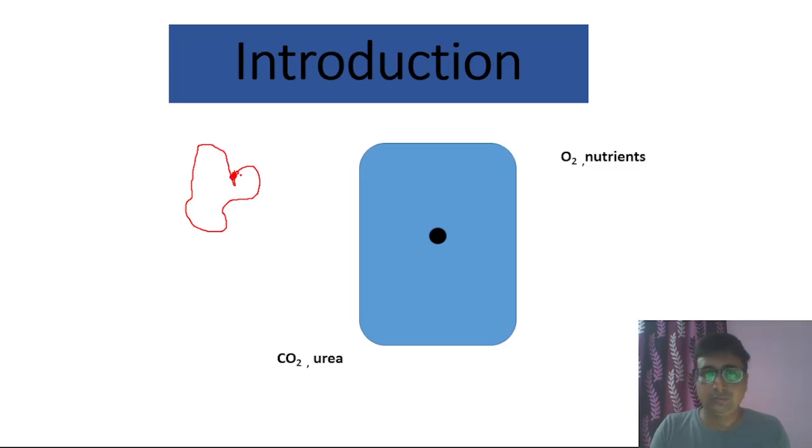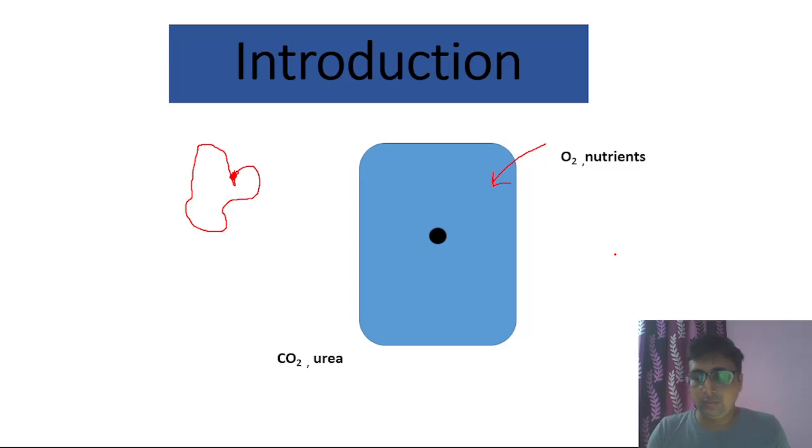So let's first understand this basic concept that all living cells require nutrients and oxygen for surviving, for the formation of energy in the form of ATP. And they release metabolic waste products such as carbon dioxide, ammonia and urea. So for the transportation of these substances we require an efficient mechanism, and that mechanism is the circulatory system.